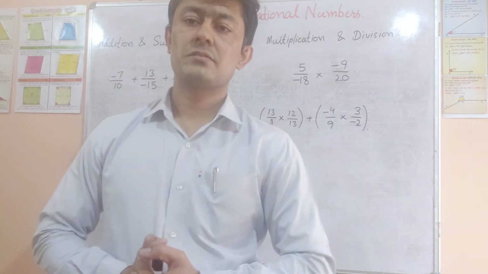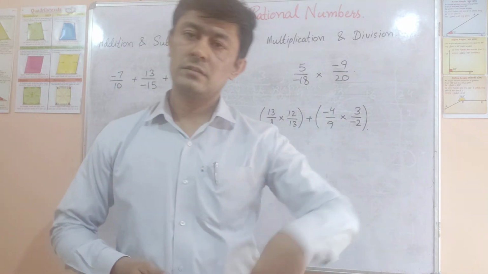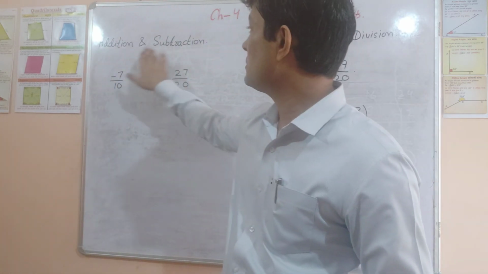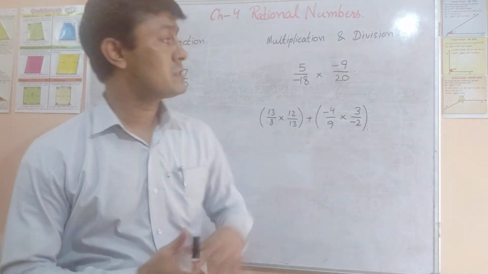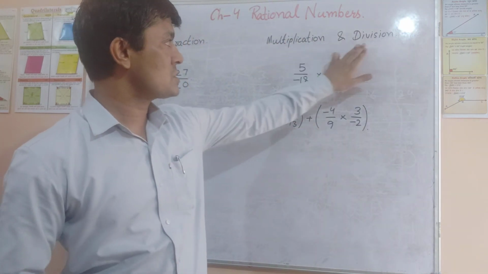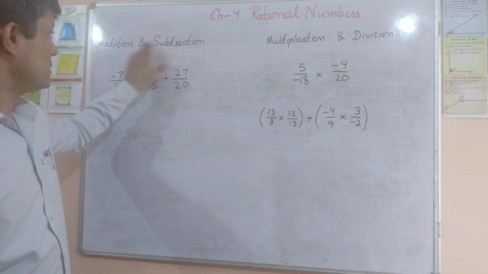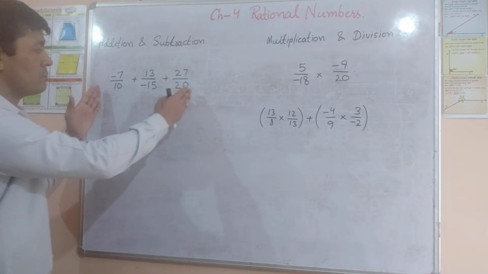Hello students, so we are going to start the next topic on rational numbers, that is addition and subtraction. Along with this we will describe the multiplication and the division also. First of all, addition and subtraction. I have taken an example.